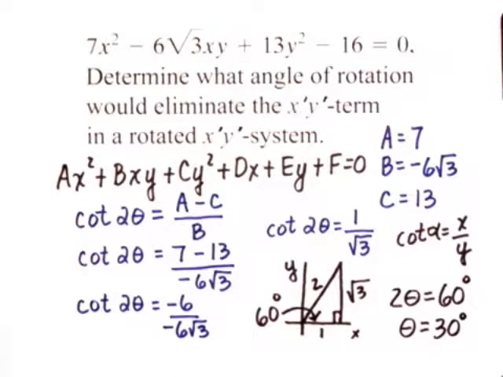In other words, we would have to use an angle of rotation of 30 degrees to eliminate the x prime y prime term.